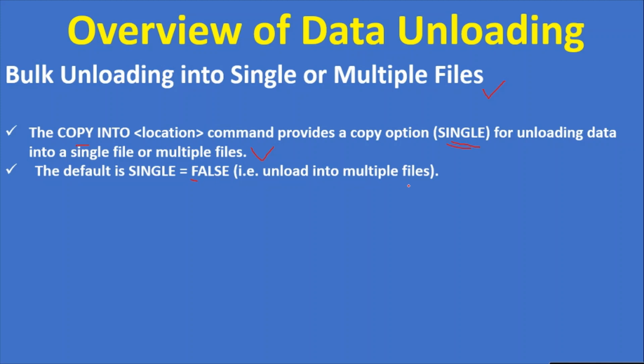Sometimes you might observe that in my previous example, only one file was generated. Why? Because the data is very small. That's why it generated only one file. If you have more data, then it will split into multiple files.